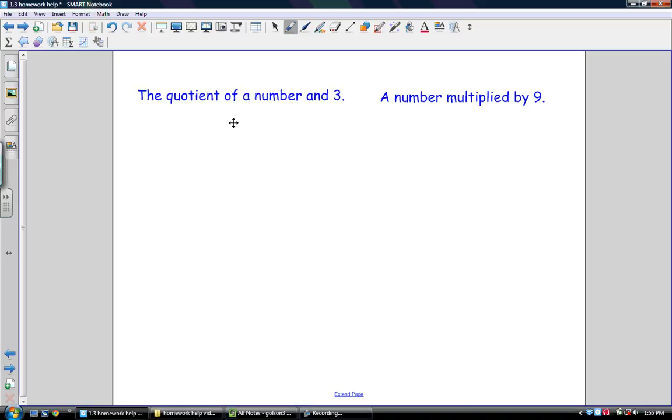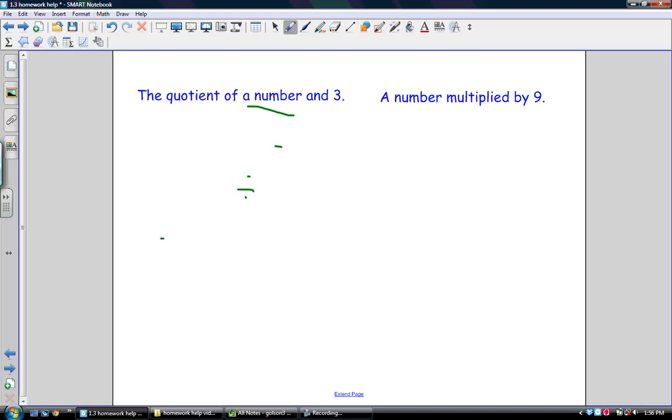So quotient, when I look back in the page, quotient means divide. So now I've got the division. And anytime I see a number, that tells me I'm going to use a variable. Now your variable can be any letter that you would like. Some people will always use X, some people always use Y, some people always use N, some people choose it to kind of go along with the problem. It's totally up to you. You can use any letter that you want when you're doing this.